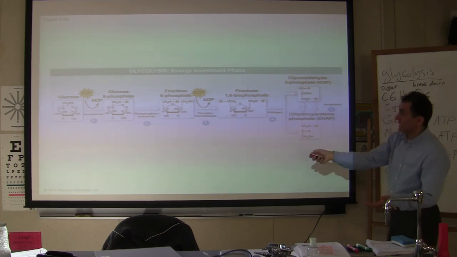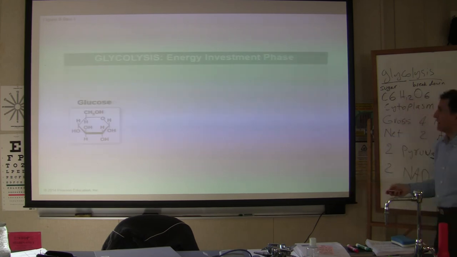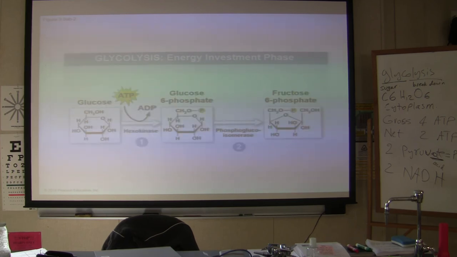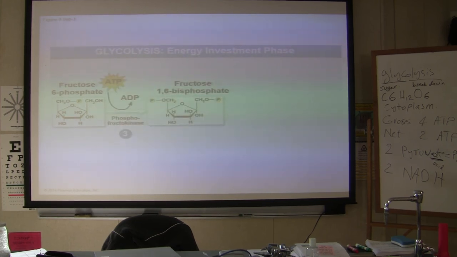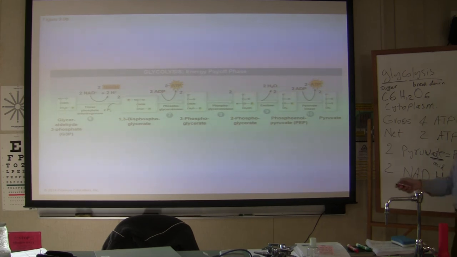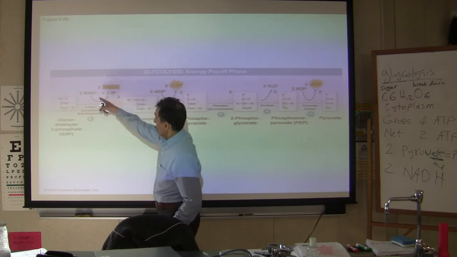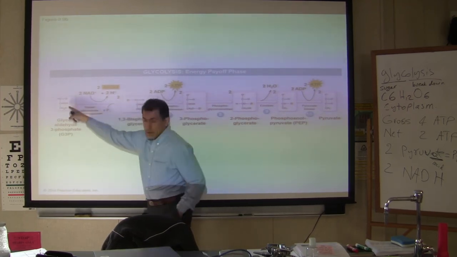And how many steps is that so far? 1, 2, 3, 4 steps so far. There are 6 more left. Here they are, the bigger picture. We already talked about these. You all know? Fructose 6-phosphate becomes fructose 1,6-biphosphate, and then becomes glyceraldehyde 3-phosphate. And then each one of those glyceraldehyde 3-phosphates turns NAD to NADH.